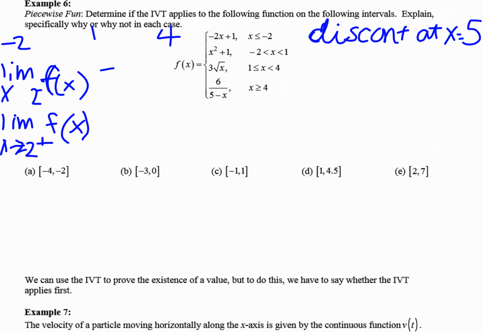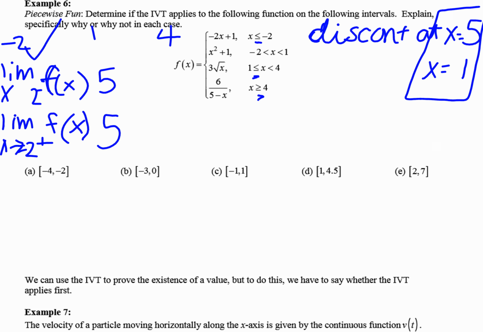Looks like we get 5 on this side, 5 on this side. So it is continuous there. Same thing with 1. We'll check the left side, we get 2. The right side, we get 3. So it's discontinuous at 1. And remember the function value, we're checking that it's going to equal the same for both of these. And then the limit from the left of 4 is 6, the limit from the right of 4 is 6. So it is continuous also at 4. So we have these two discontinuities.